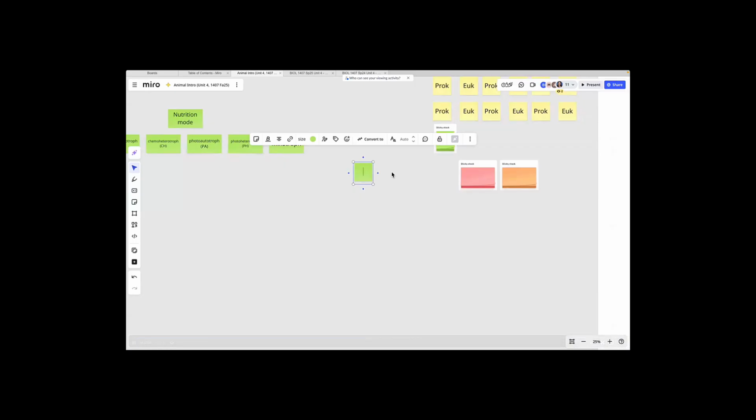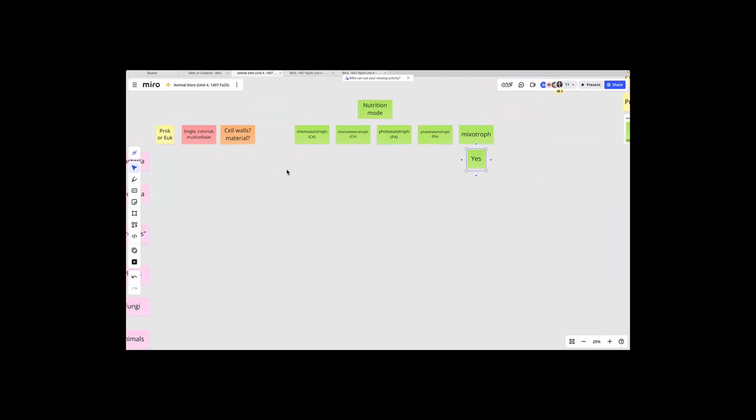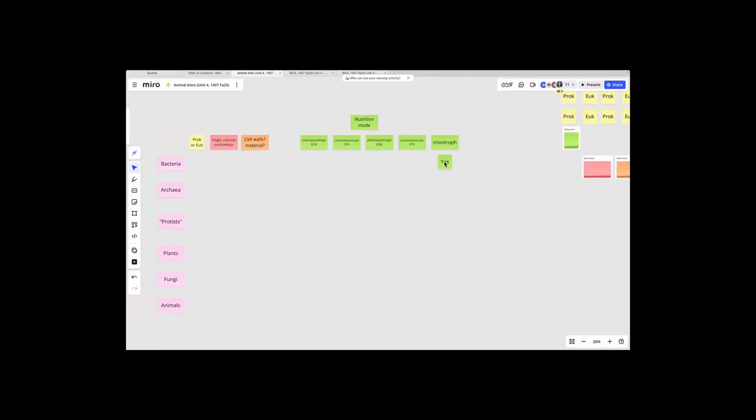So they don't have to take photographs of it and pretend they're going to look at their photos again on their phone, because that's unlikely. Instead, they have it contained on the board, and then I can project it for everybody. Everyone can see this on their computer as well.